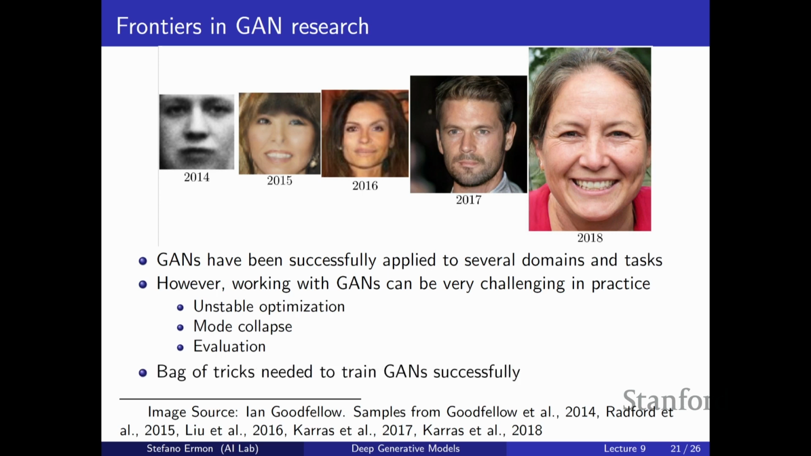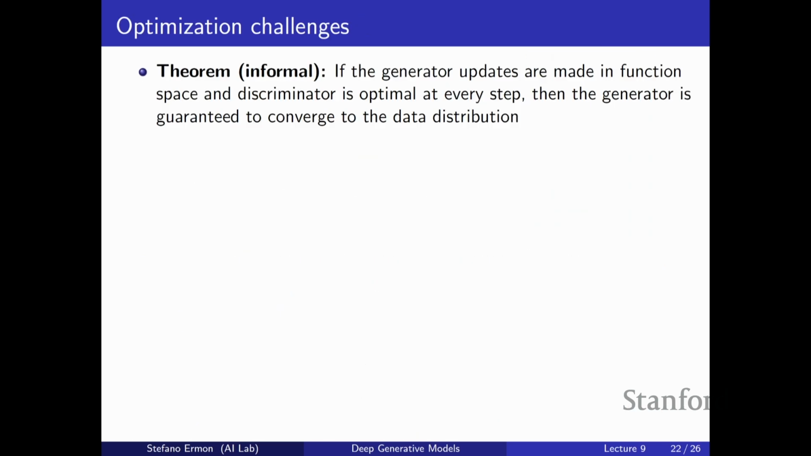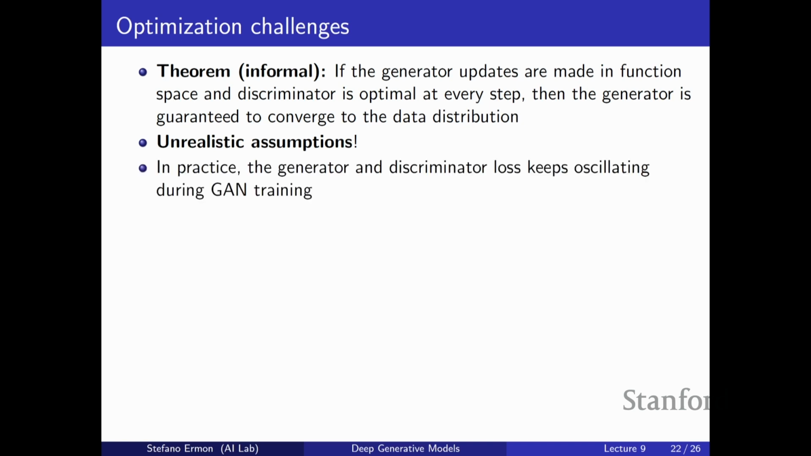And so in practice, you need a lot of tricks to train these models, and I'm going to point you to some references where you can see some of them. In theory, under some very unrealistic assumptions, that kind of procedure where you do updates on the discriminator and the generator, where at every step you find the optimal discriminator, is supposed to work. In practice, it doesn't.